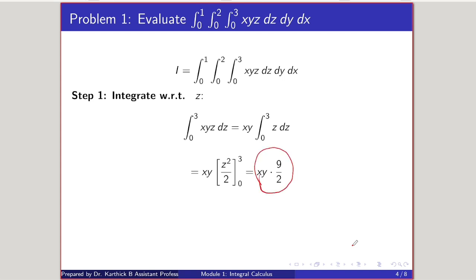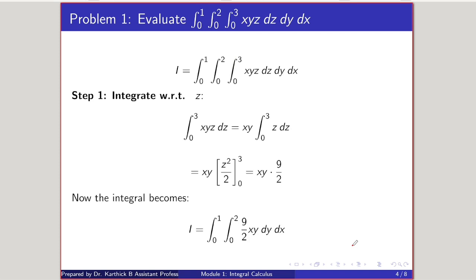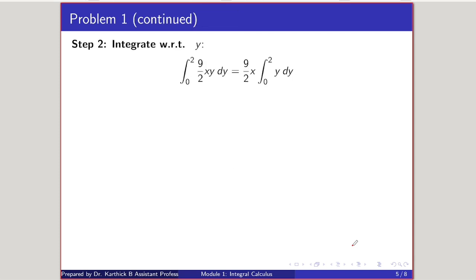For our convenience, I am taking the inner integral alone first. Now we have found the value xy times 9 by 2. Next, we will substitute this into the given function in place of the inner integral. Then we will go for the evaluation with respect to y. So now I have substituted the value, and I am going to integrate with respect to y.